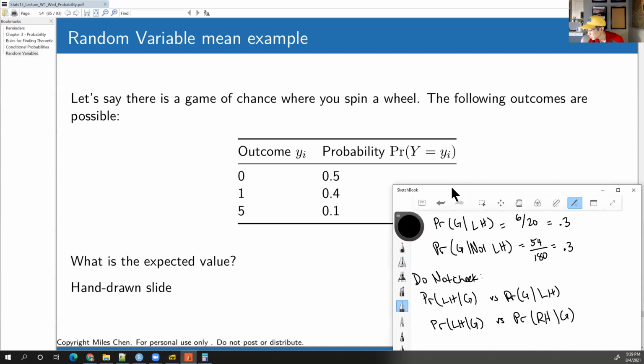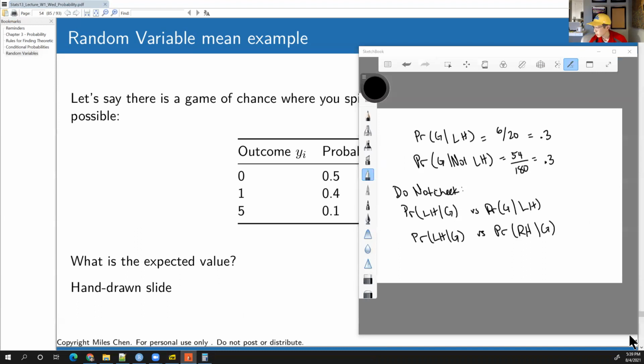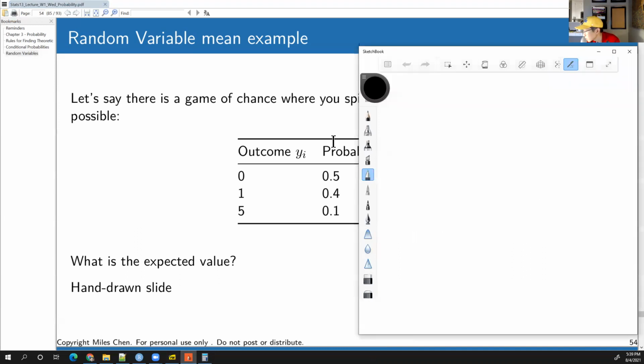Okay, so let's do an example here. All right, so the idea here is, this is some game, okay? This is a terrible picture here. You're going to spin an arrow, okay? And if it lands over here, you get 0. If it lands over here, you get 1. And if it lands over here, you get 5.